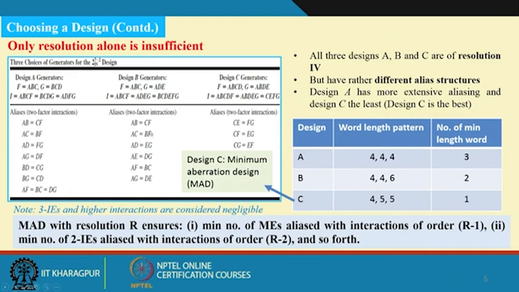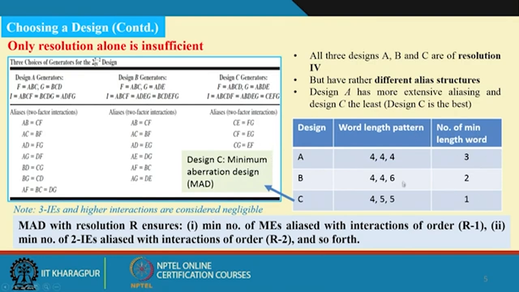If you go for design B, you are getting a little better because the number of aliases for 2 factor interactions are a little less. If you go for design C, you see that you are getting much less aliased, because C E F G, C F E G and C G E F. Now, what happens if we compare these 3 designs with reference to word length, that is the defining relations, as well as with reference to minimum length word.